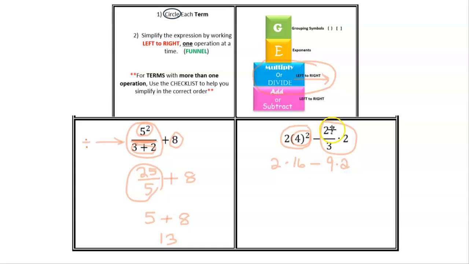You might in your head go, well, that's 9 times 2, 18. I don't want to see the 18 here. I want to see one operation at a time. So we are slowing it down. Okay, now we still have to clean up this term and this term.